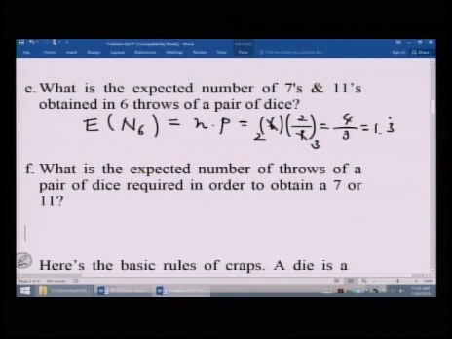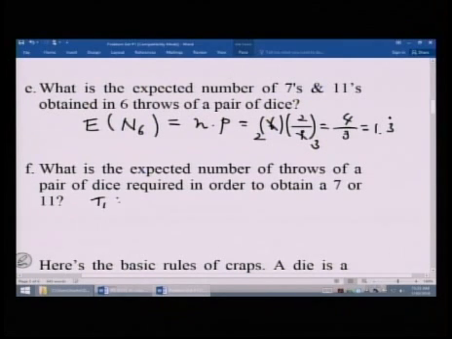Okay, what about F? What is the expected number of throws of a pair of dice required in order to obtain a 7 or 11? I think we've done very similar problems earlier, right? So to answer this question, we need to define another random variable, right? What is that? You remember? We defined T sub 1.